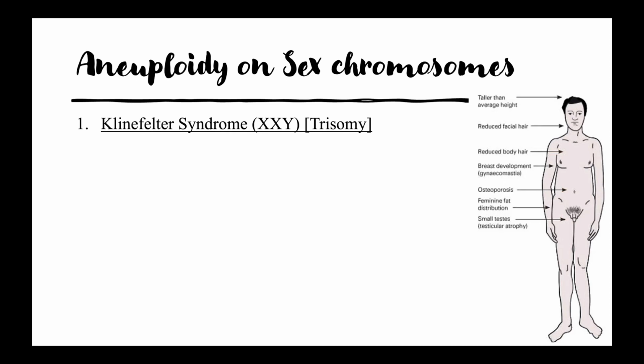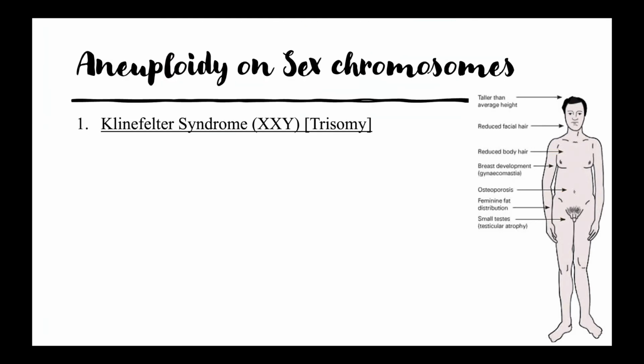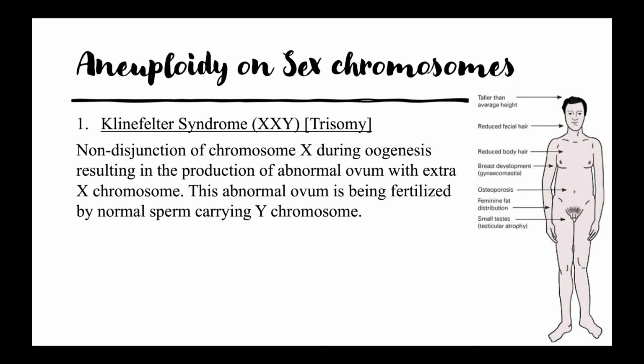Other symptoms include having long limbs and also a high-pitched voice. This is the karyotype of an individual suffering from Klinefelter syndrome. As you can see, this individual has 3 copies of sex chromosome, XXY. A male suffering from Klinefelter syndrome can result from non-disjunction of X chromosome during oogenesis, resulting in the production of an abnormal ovum with an extra X chromosome.